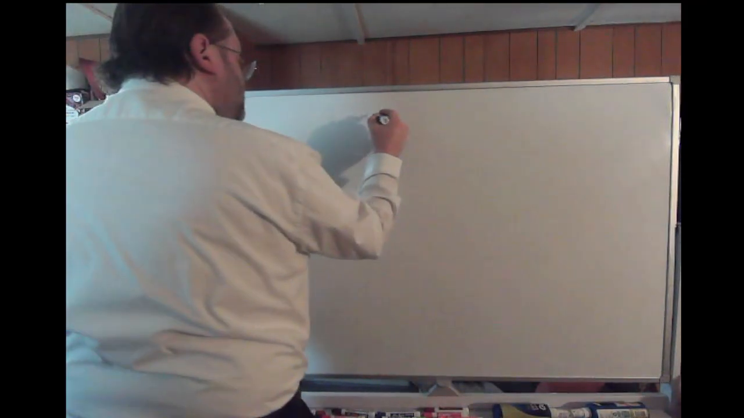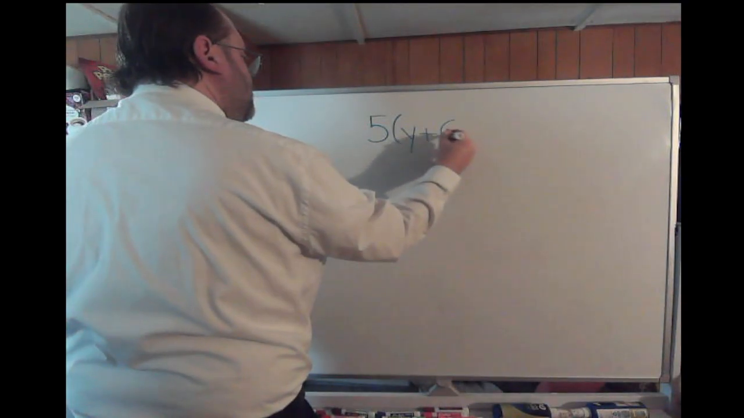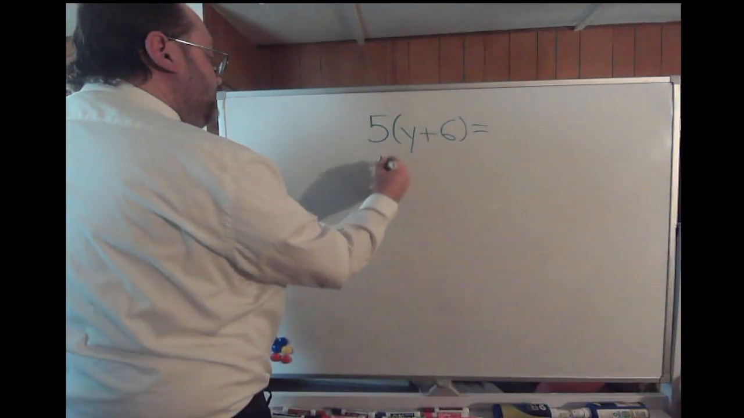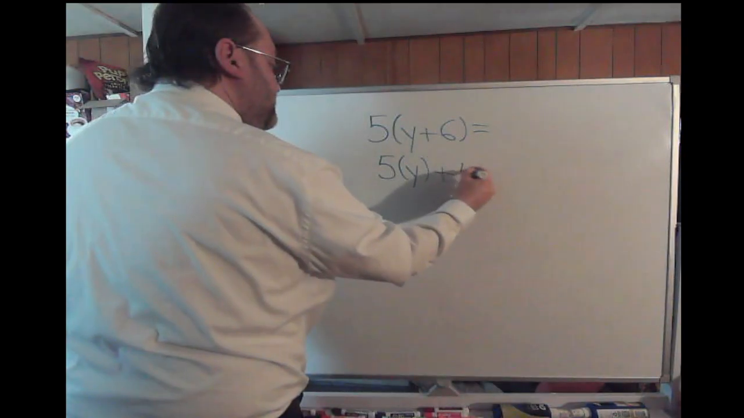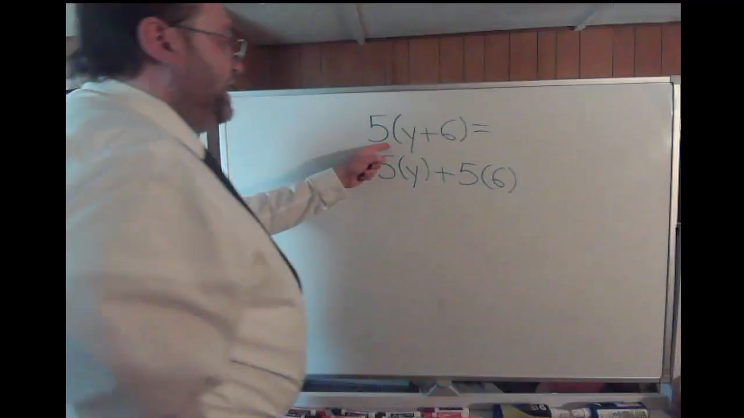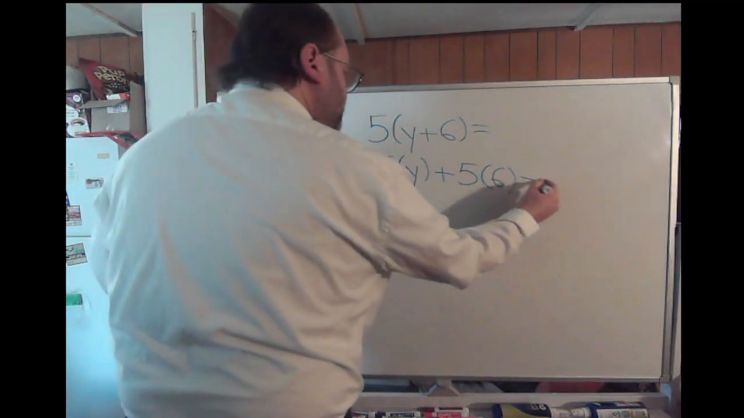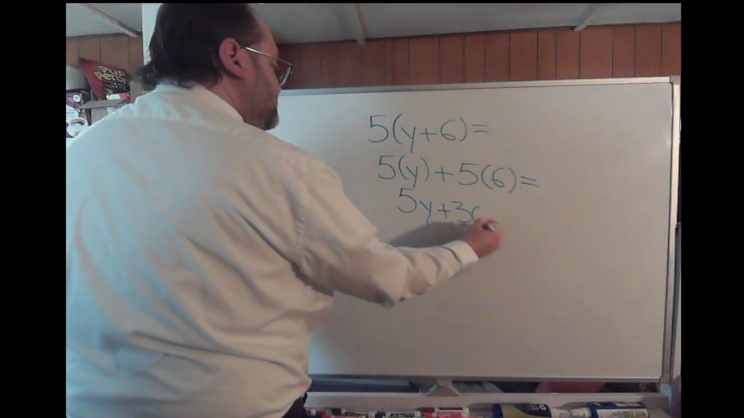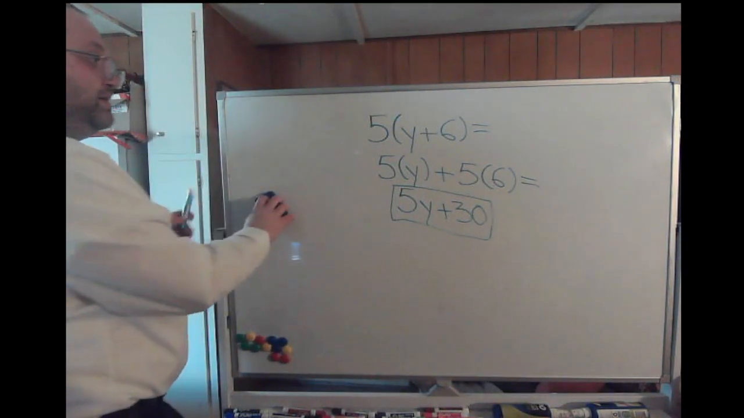Alright, how about 5 times y plus 6? Well, you're going to take 5 times y, plus 5 times 6, because we distributed the 5 to each one and added up their multiplication. So you'll have 5 times y plus 5 times 6, which will give you 5y plus 30, because 5 times 6 is 30. So the answer to this is 5y plus 30.